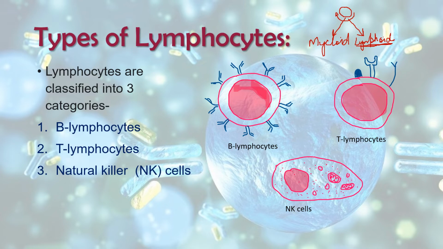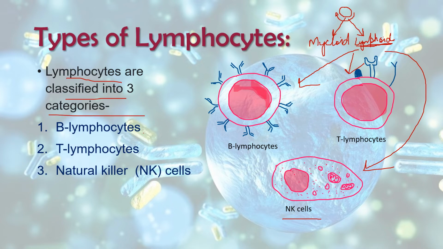So let's talk about types of lymphocytes. Broadly, we classify lymphocytes into two categories. The first one is B lymphocytes and another one is T lymphocytes. But natural killer cells or NK cells come under this category also. So lymphocytes are classified into three categories: the first is B lymphocytes, the second is T lymphocytes, and the third is natural killer or NK cells.